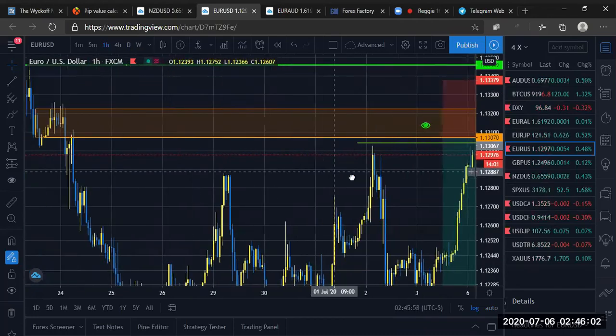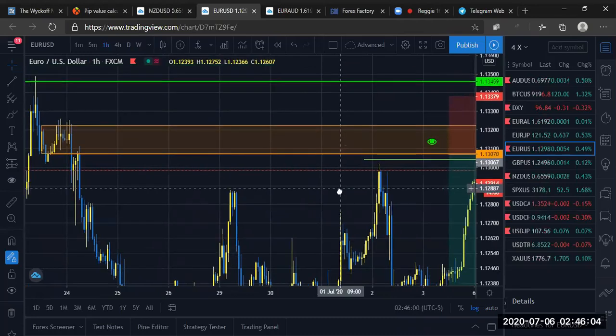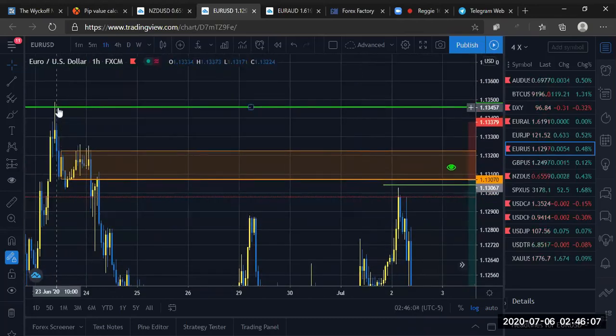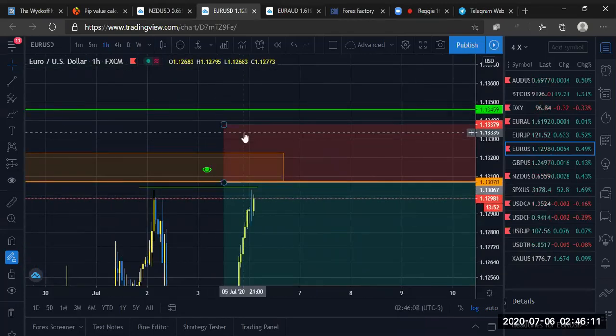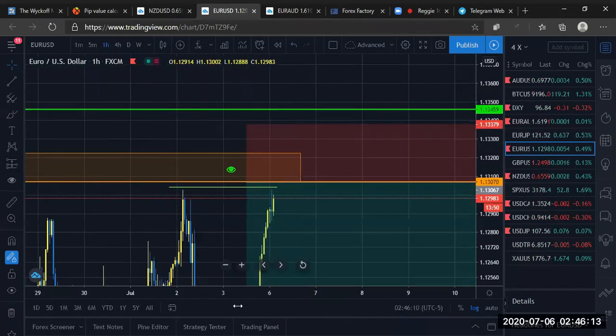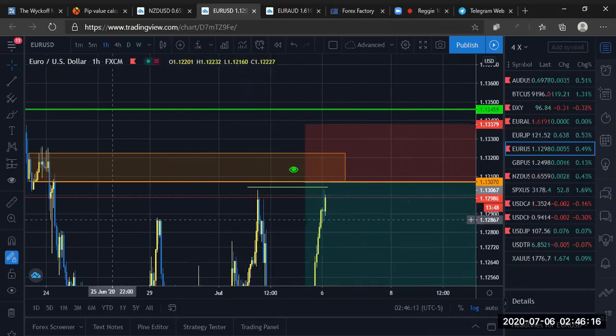So I'm gonna just let it get in this area and see how it plays out. You see this green line is all the way up here to that high. I don't want to risk too much. I think I got like a 25 pip stop loss on this trade, which really ain't bad at all.